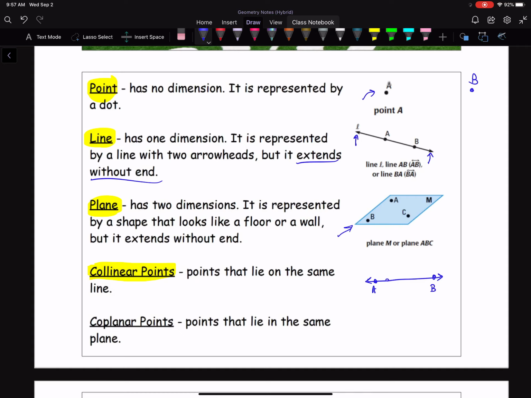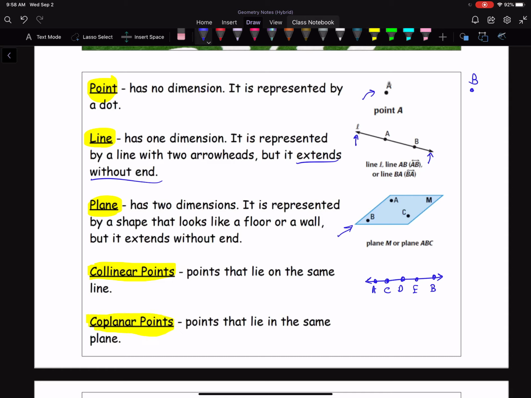I could add a third point, call it point C. A, B, C, they're all collinear because they're all on the same line. We could also add D or E or however many you want to add. As long as they're on that line, they're all collinear.